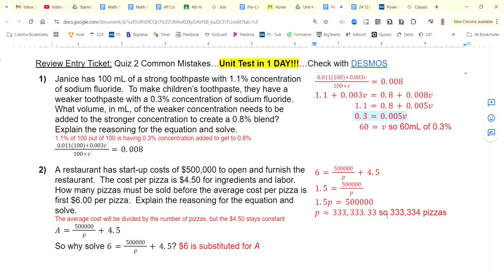3,333.33 pizzas. So before we are first below $6, we'd actually have to round it up, because if we're at 3,333.33, we would just be equal, and you can't sell a partial pizza, so that would be a round up situation. So ultimately, that is our final answer. Please use this to finish up your reviewing for the upcoming test.